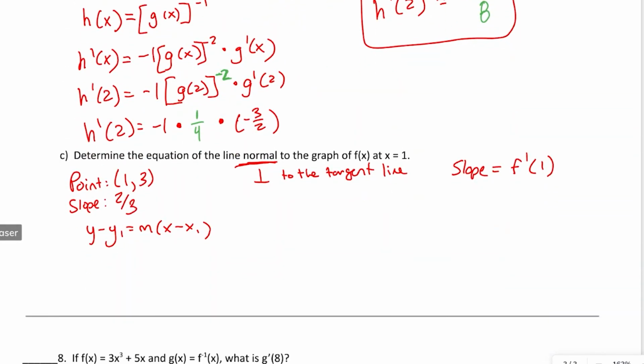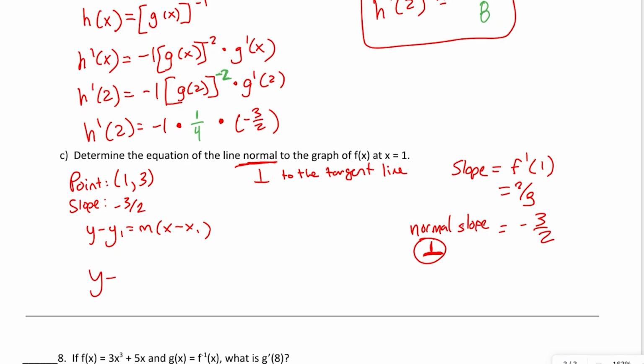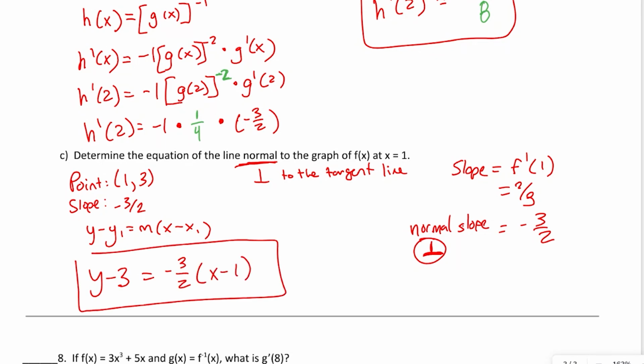Okay, now 2/3 is the actual slope here. But if I want the normal slope, that's the perpendicular slope, which is going to be -3/2. So really the slope I want here is -3/2. So my equation is going to be y minus 3 equals -3/2 times x minus 1. And that's it for that one.